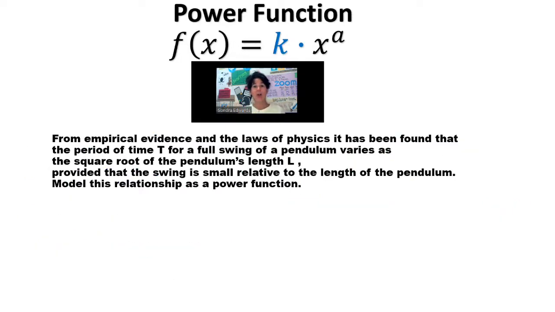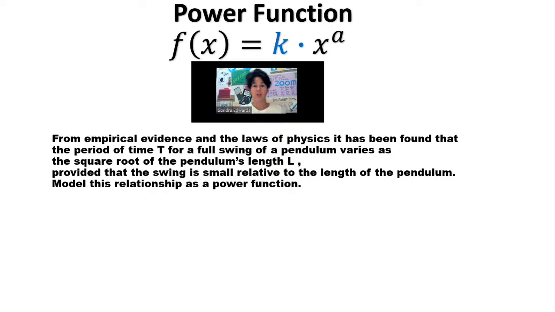Here we have a story problem that's going to allow us to put a couple of those things we talked about into action. All right, so here's the scenario. The empirical evidence and the laws of physics. It has been found that the period of time t for a full swing of a pendulum varies as the square root of a pendulum's length L, provided that the swing is small relative to the length of the pendulum. Model this relationship as a power function.